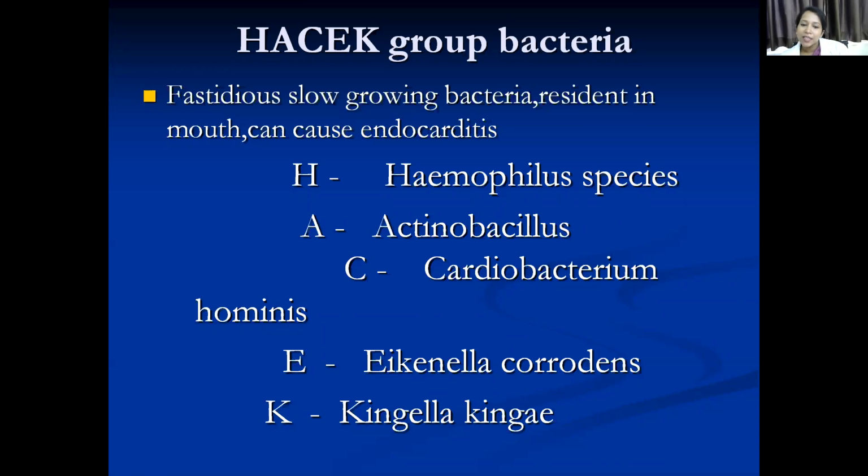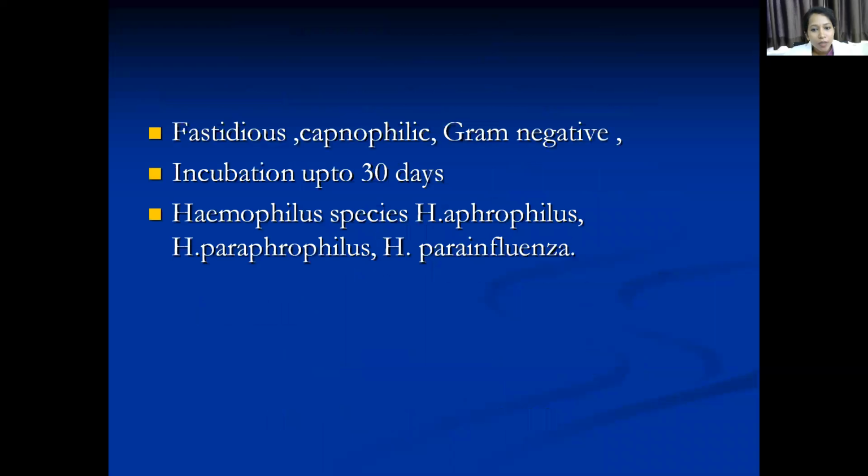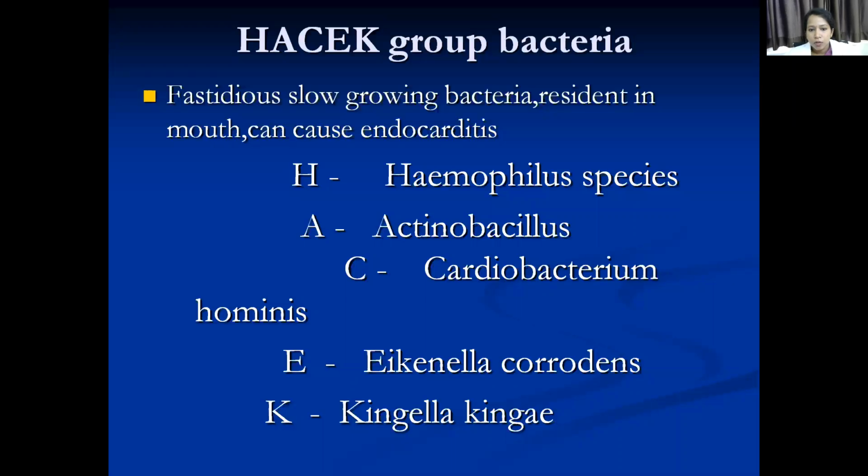Therefore, for easy study, they have kept these bacteria into a common group, that is HACEK group. Okay, HACEK group, they are slow growing bacteria and they are residents of the mouth and they cause endocarditis. They are mostly capnophilic, gram-negative and fastidious organisms. So you have to remember these names, HACEK.